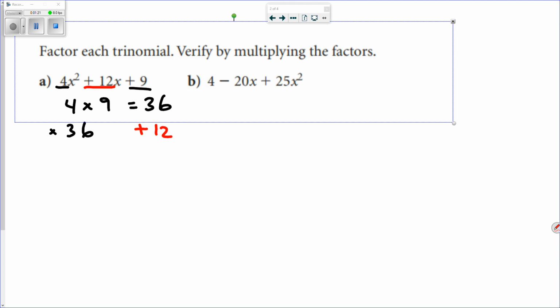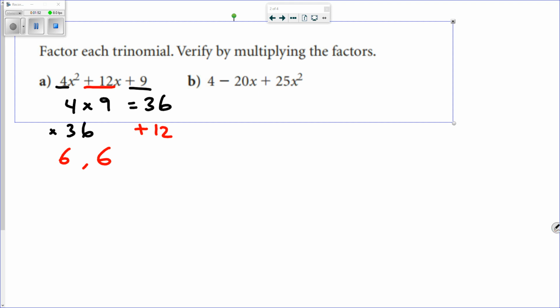So off the top of my head, I know they're going to all be positive numbers. There's no negative numbers involved anywhere in that trinomial, so our factors will be positive. And just so happens to come to mind that 6 and 6 multiply to 36. 6 and 6 also happen to add to 12, so those will be our two numbers we're going to use to decompose, to break up, to split up that middle term.